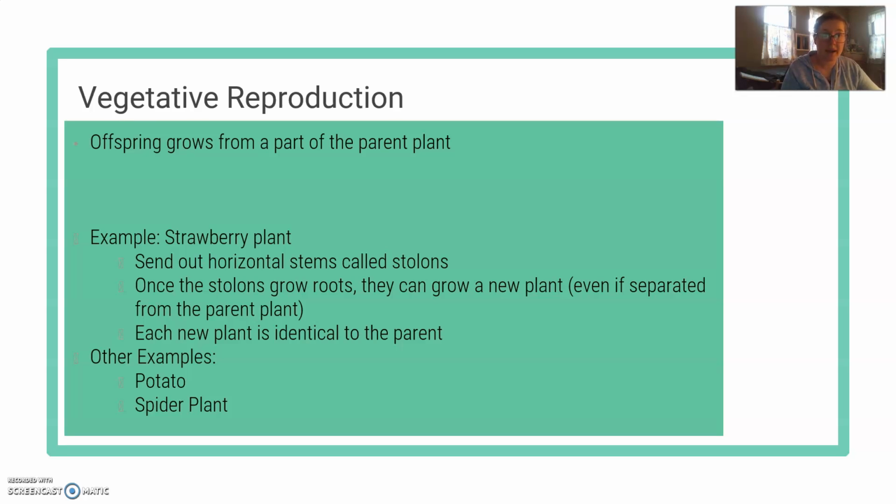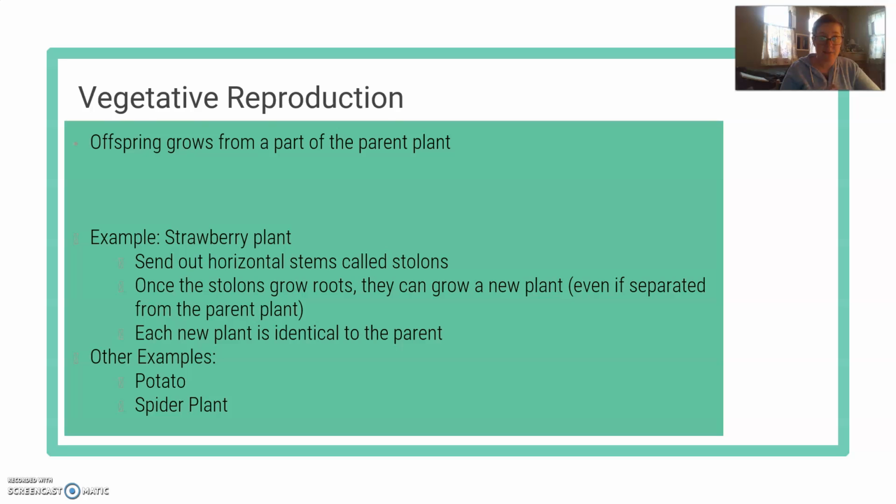And the strawberry plant that we talked about, remember how I showed you the picture, there's actually the picture on the next slide. We'll talk about that. They're going to send out those horizontal stems. They're called runners or also stolons. And those stolons take root. They can grow a new plant from those roots, even if they become separated from the parent plant. You can actually cut it off and plant it once the roots are grown. And each one of those is going to grow a new plant, and those plants are going to be identical to the parent.